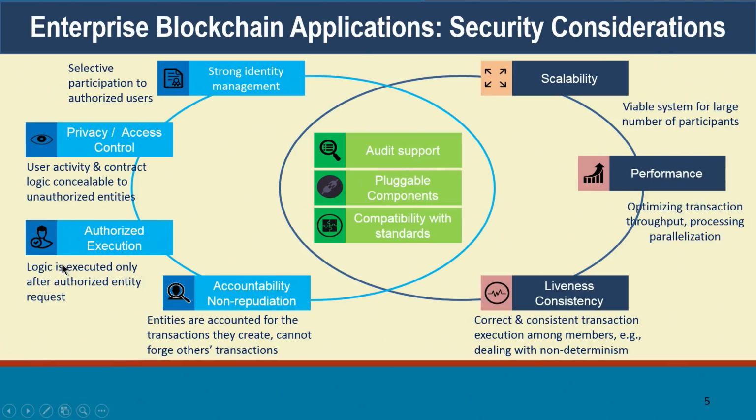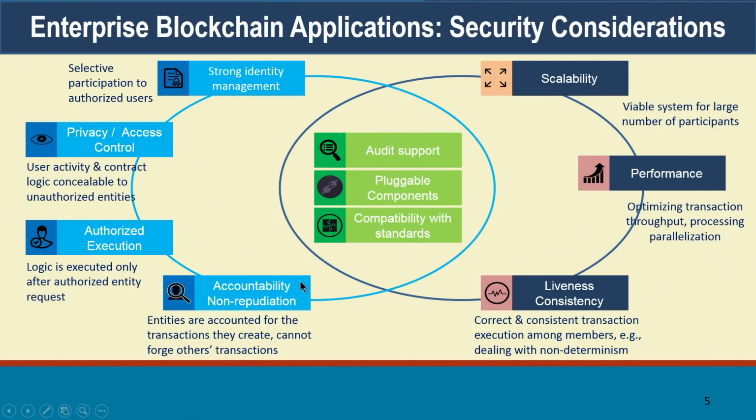Then there is authorized execution. So this is to say that only a certain set of entities should be allowed to see what the business logic is, see what the smart contracts are. It may not be that all parties in the network see all the smart contracts that are part of it. There might be different subsets of entities who need to know certain pieces of logic, and they are the ones executing that logic.